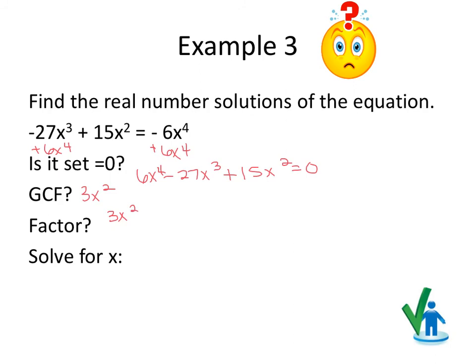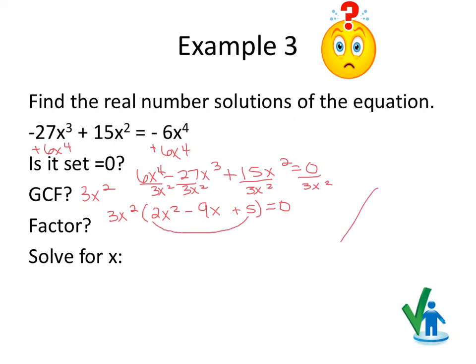3x squared, parentheses, divide each term by 3x squared. All right, so we get 2x squared minus 9x plus 5 equals 0. All right, so now trinomial inside. So we're going to slide and multiply. What two numbers multiply to make 10 and add to make negative 9? So they have to add to make negative 9, which means the signs have to be the same.